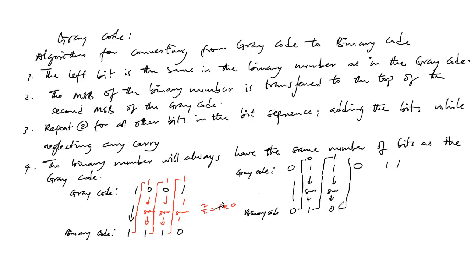So move this 0. Sum is 0 plus 0 is 0. And move this again, that is 0. 0 plus 1 is 1. Move this here is 1. 1 plus 1 is 2. So the sum is 0. Then the carry, which is 1, we neglect. So this is the equivalent of the Gray code.